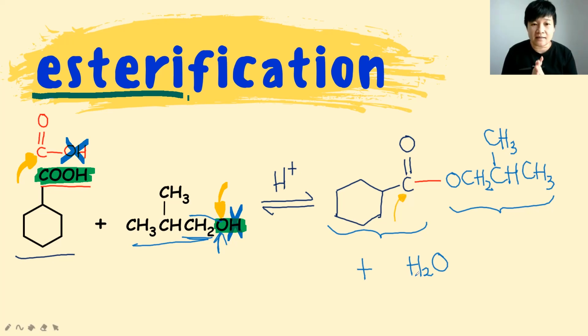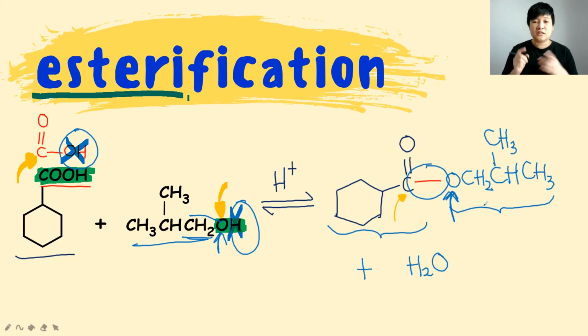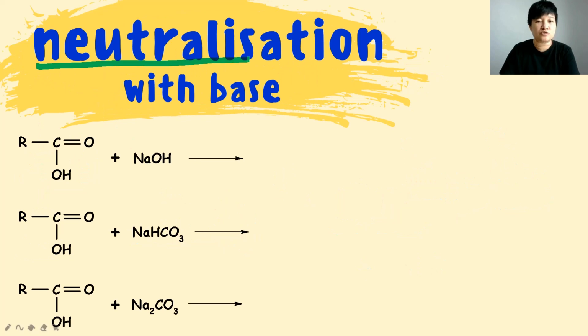And it's exactly the same as what you have learned in your alcohol. Always remember, carboxylic acid is the one that will remove OH. Your alcohol is the one that will remove H. And the new bond will be between the carbon that loses the OH and also the oxygen that loses the H. That is where the new bond is formed. Simple, easy.